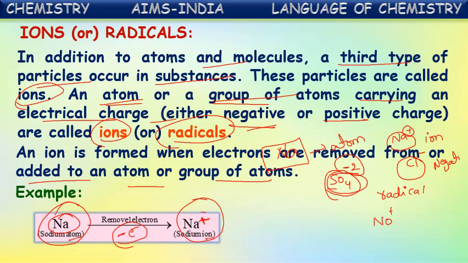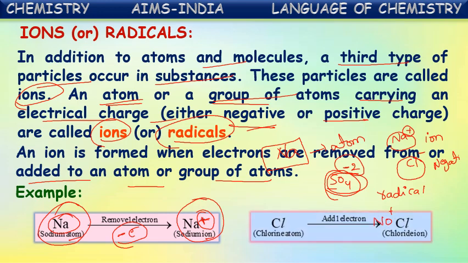Ion, it has some positive charge. How does it get this positive charge? By removing one electron from a sodium atom, it forms a sodium ion. Okay guys, let's go for the next one.